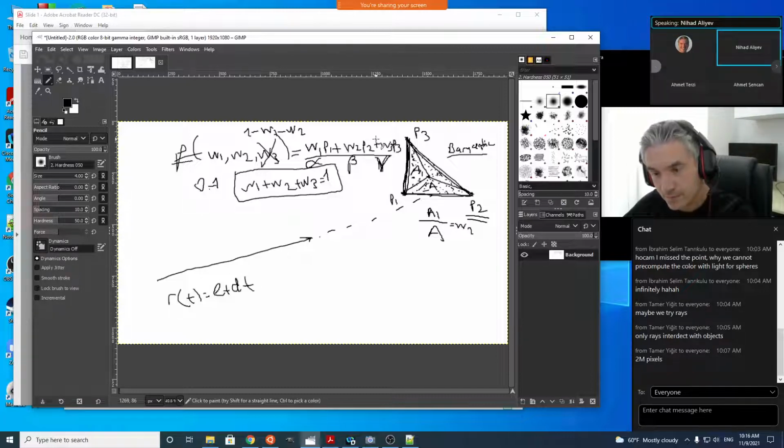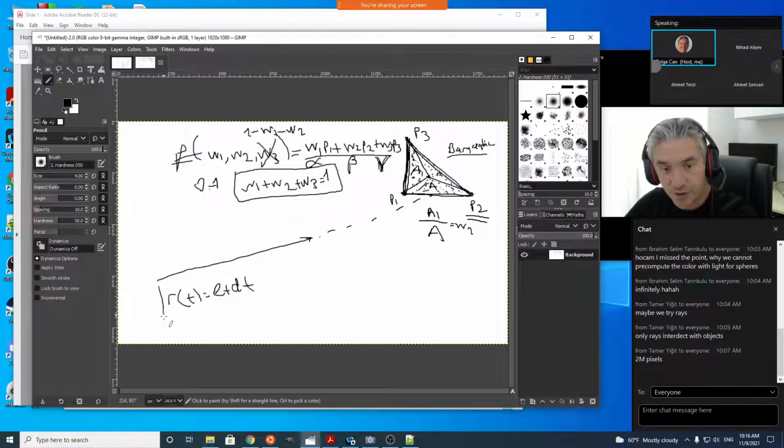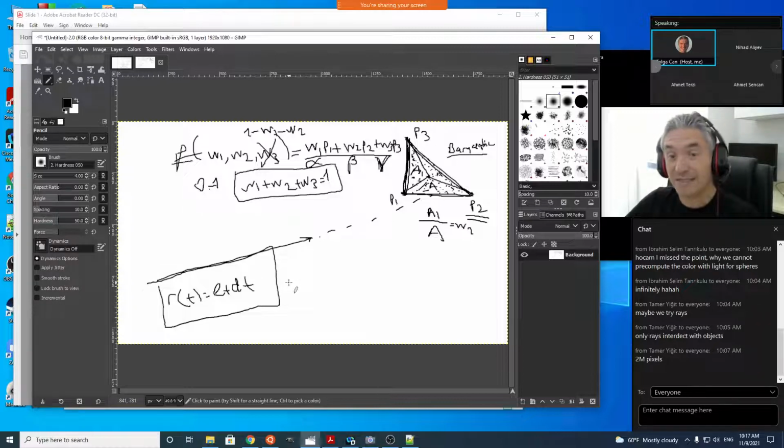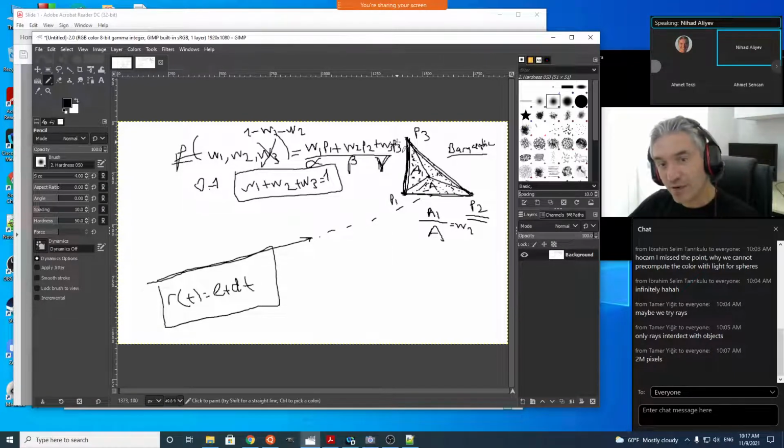We try to somehow show that this ray intersects the surface. Right now we have two separate equations. We have one ray equation and one triangle equation. We haven't done the intersection yet. Our aim is exactly that.